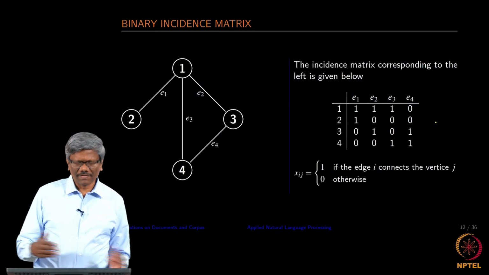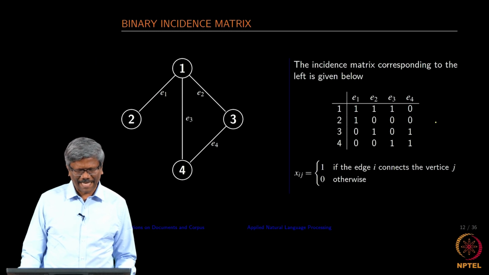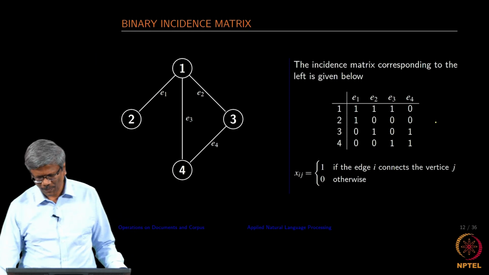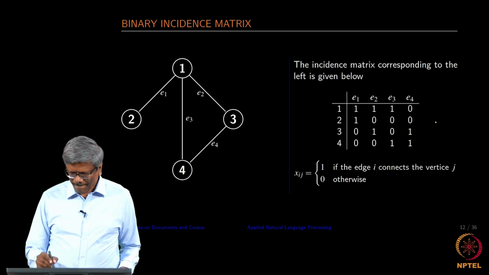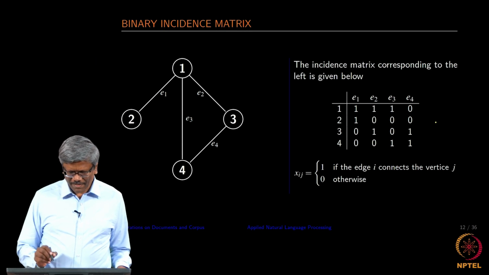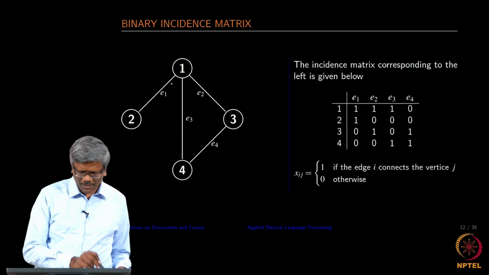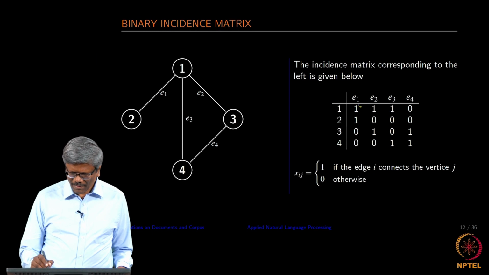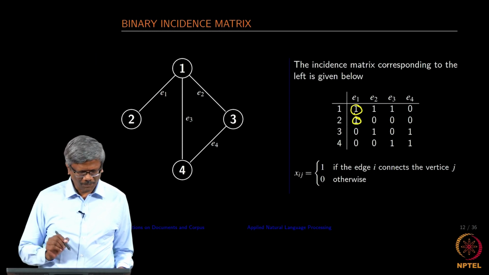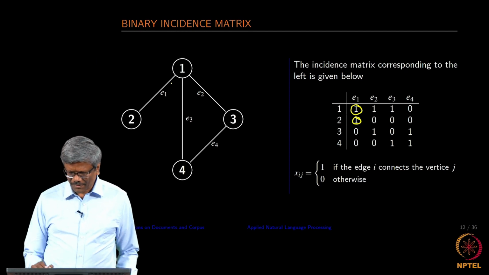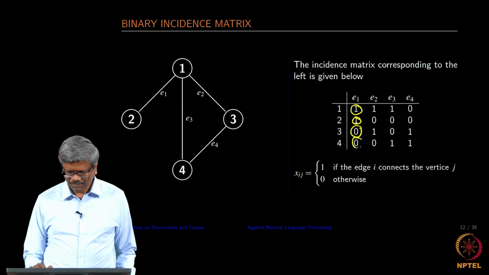A graphical representation of the same definition is given here as an example. We have 4 vertices, 1, 2, 3, 4, and edges E1, E2, E3, E4. What we have marked here is that edge E1 connects vertices 1 and 2, so you will see E1 having a 1 for these. For vertices 3 and 4, the edge is not related to them, so we have a 0 there.